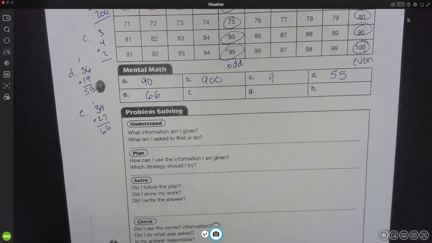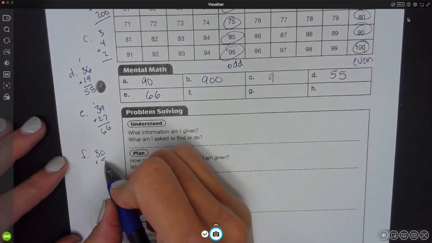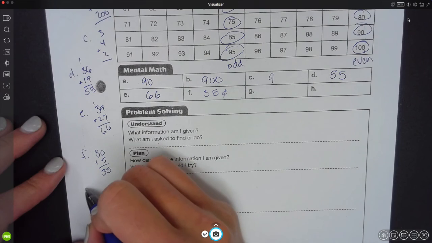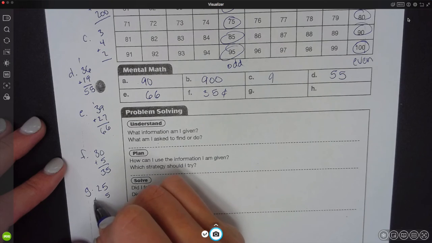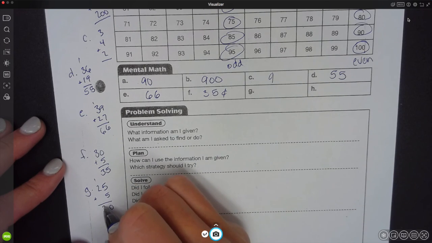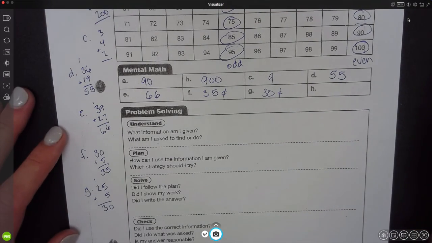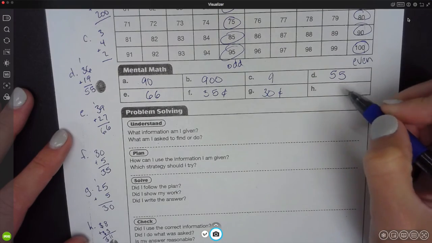F says, what's the value of 3 dimes and 1 nickel? Well, 3 dimes, each dime is worth 10 cents, so you get 10, 20, 30. Plus 1 nickel. 1 nickel is worth 5, so 30 plus 5 is 35 cents. G says, what's the value of 1 quarter and 1 nickel? Well, a quarter is 25. A nickel is 5, so you get 30 cents. Then H, what's the total cost for a movie ticket for $8 and a drink for $3? 8 plus 3, you get 11.